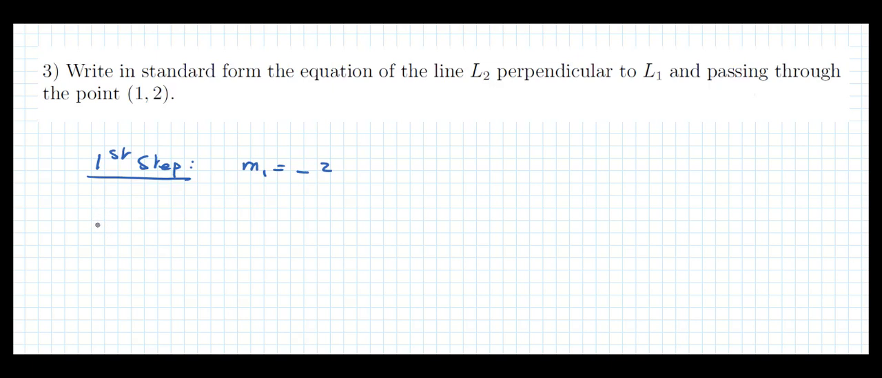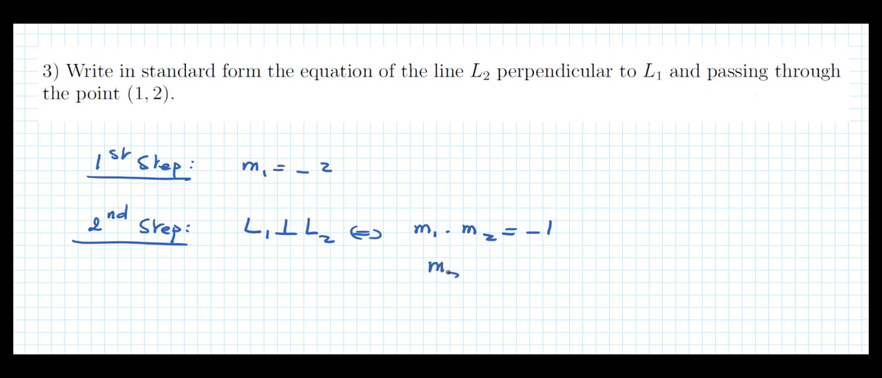And in the second step, we should apply the rule saying that L1 is perpendicular to L2. This is equivalent to saying that the slope of L1, which is m1, times m2 equals -1. Now, using this relation, we can find the slope of the line L2, which is equal to -1 over m1, which is -1 over -2, so the slope m2 is equal to 1/2.